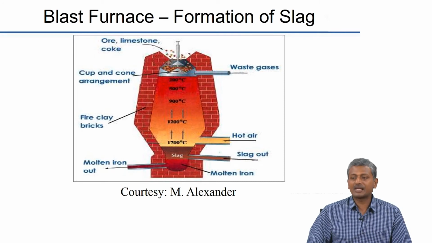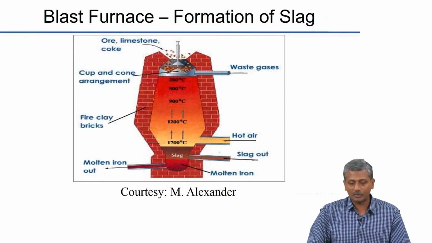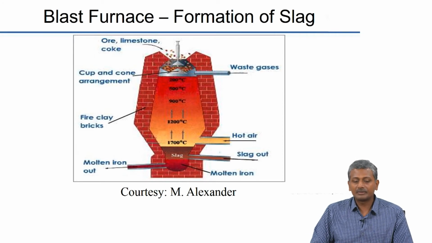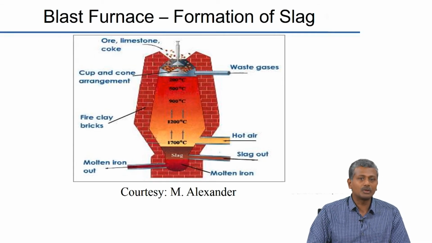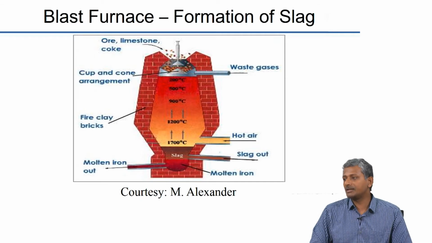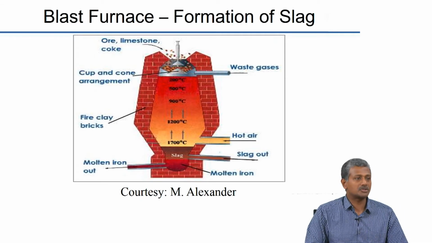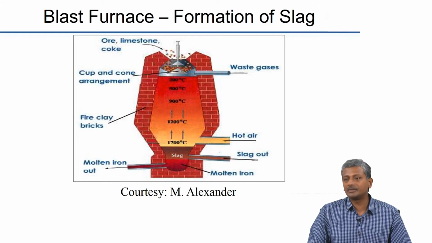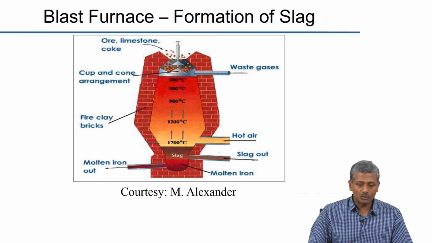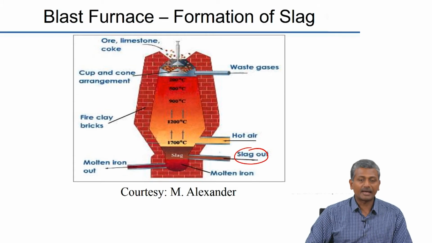Now, of course, formation of slag happens in the blast furnace. You know this process quite well. You have the iron ore which is fed into the blast furnace along with limestone and coke. The limestone essentially is a flux that reduces the temperature at which the ore will melt, and ultimately all the impurities in the ore are collected along with the limestone and brought out as slag. Okay.